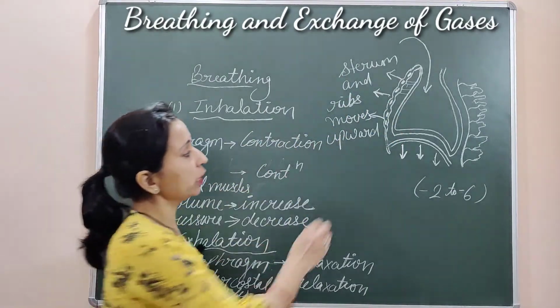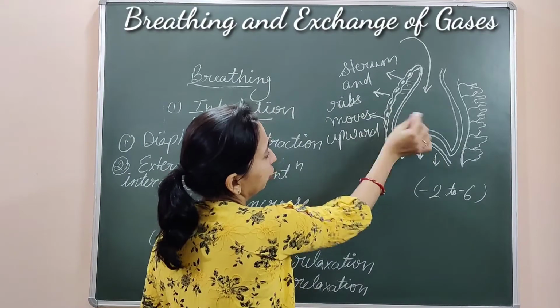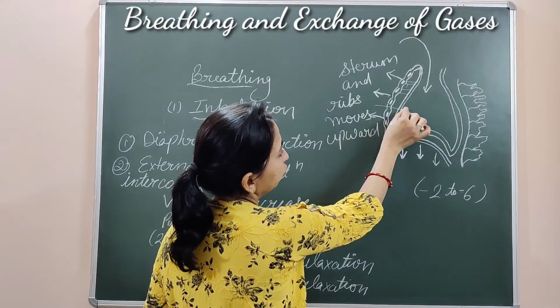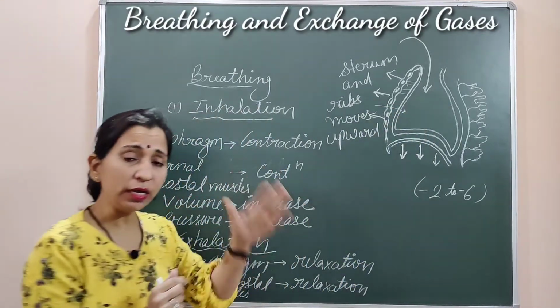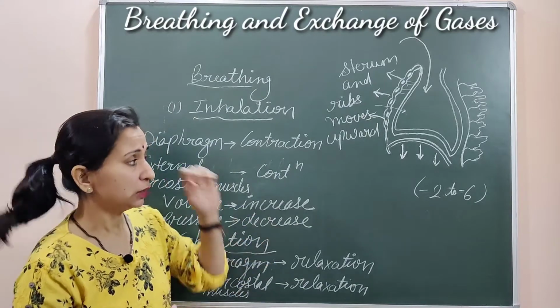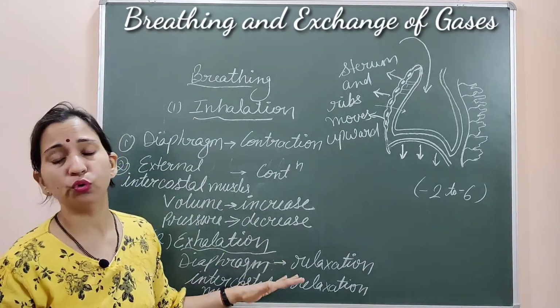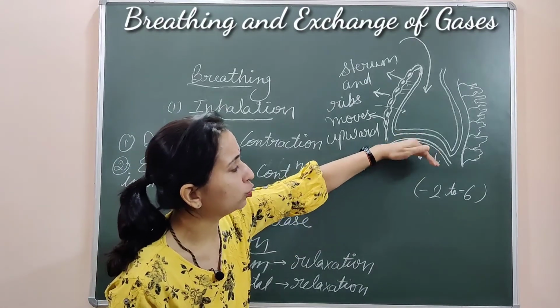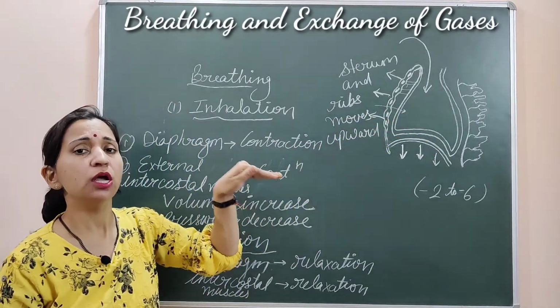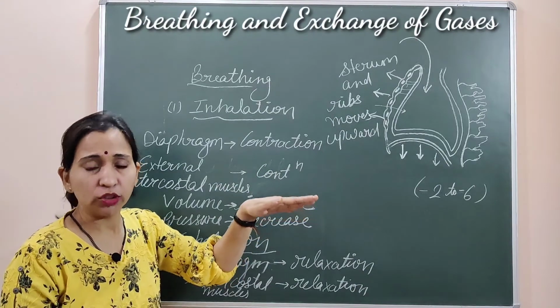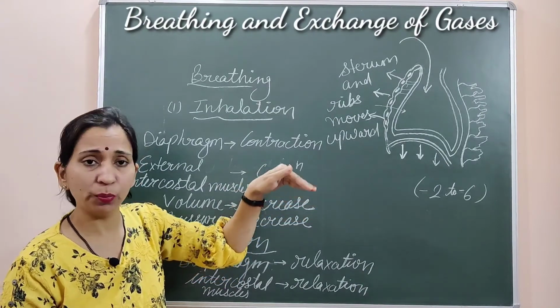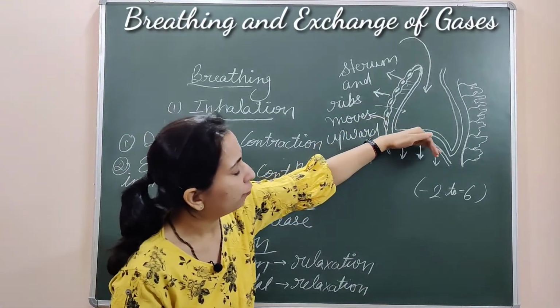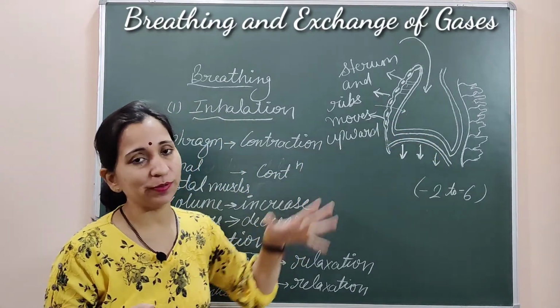The sternum and the ribs will move inward. Now we can draw the opposite arrow showing that they will move inside. They will move inward or downward. Similarly, when the diaphragm relaxes, it will become dome shaped again. So earlier it was dome shaped, then contraction happened and it became flat. When it relaxes again, then it will become dome shaped again.